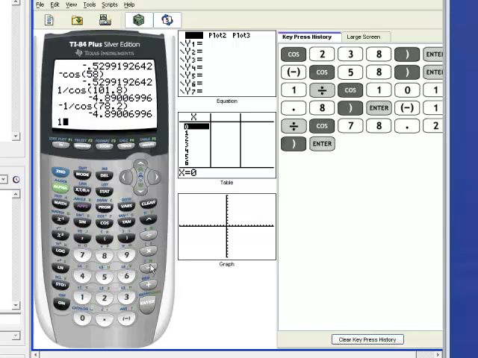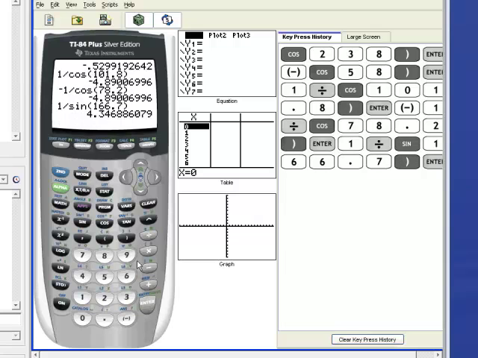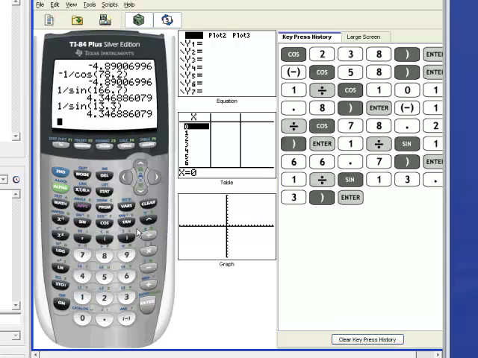Cosecant of 166.7, so 1 divided by sine 166.7. Again, I was relatively close, 4.347. 1 divided by sine of 13.3 degrees. And there it is indeed.